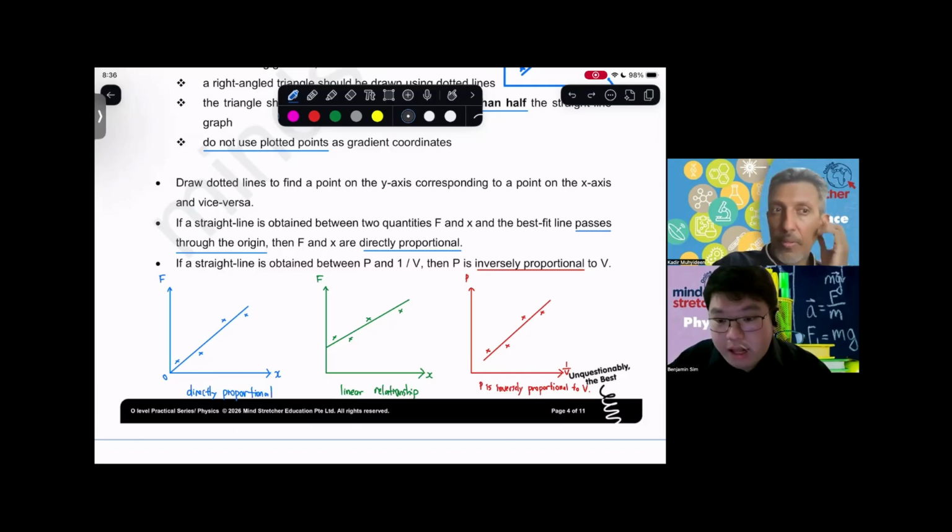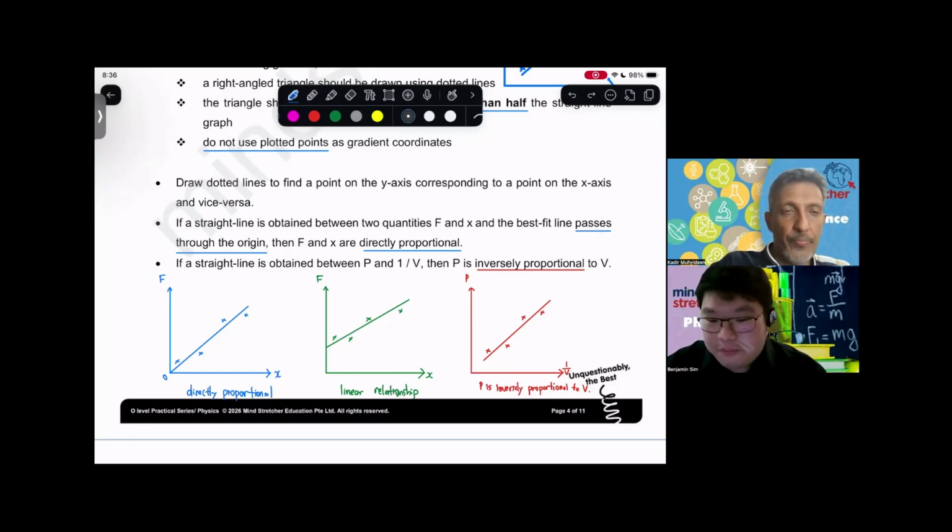Now remember, when you use the term directly proportional, it must be for a graph where the line passes through the point of origin. Then you can say directly proportional. In the event that you have a straight line graph where the line does not pass through the point of origin, you cannot use the word directly proportional, but you can say that f and x have, in this case here, a positive linear relationship. So remember, the term directly proportional can only be used when you pass through the origin.